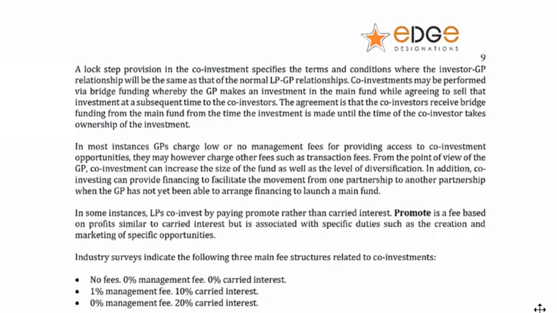We've got a concept called a lockstep provision. Why would you have a lockstep provision when you've got a co-investment? What that means is that everybody can move together, where the investor GP relationship will be the same as that of the normal relationship. In other words, nobody gains any additional benefit over anybody else. They walk lockstep, they walk together. Whatever the one can do, so can the other do as well.